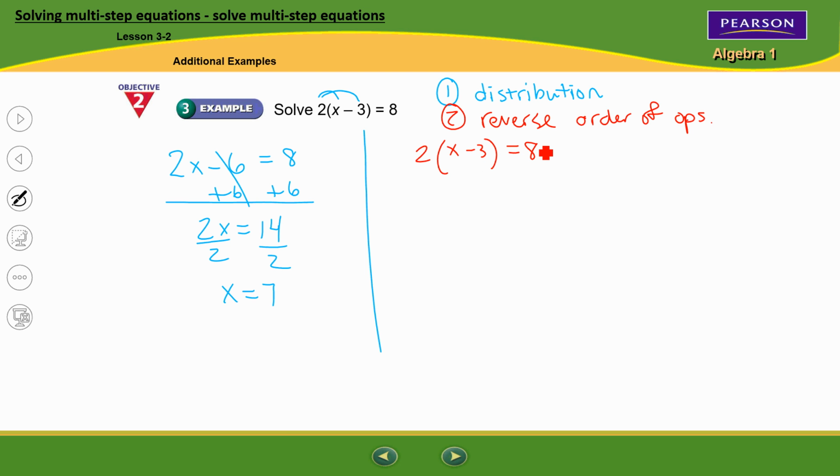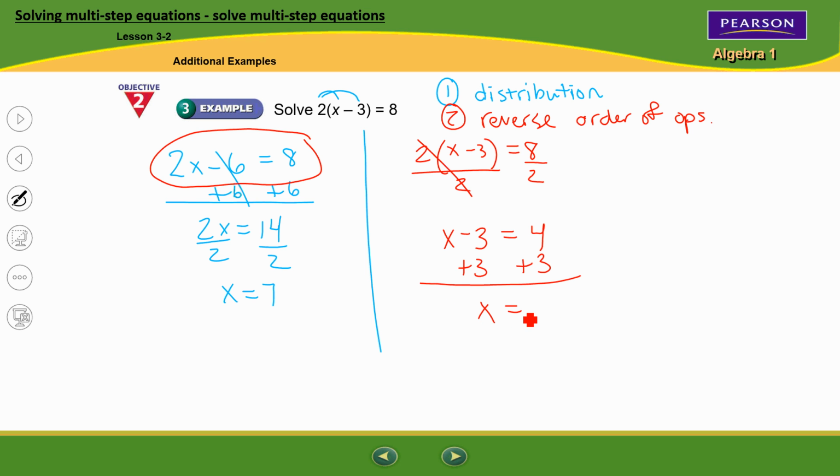What's happening between the 2 and the parentheses? I want to get rid of that 2. In the previous example, I distributed it to get 2x minus 6. Well, here I'm thinking, what's the opposite of multiplication? It's division. I can just divide this 2 from both sides. And the reason I can do that is because that 2 is part of both the x and the minus 3. That cancels out the parentheses, cancels out the 2s, and all that gives you 4. How do you get rid of minus 3? With a plus 3.